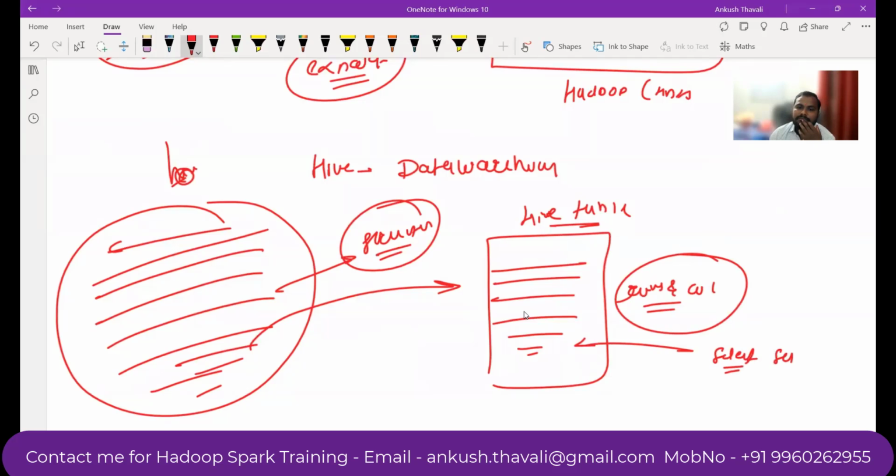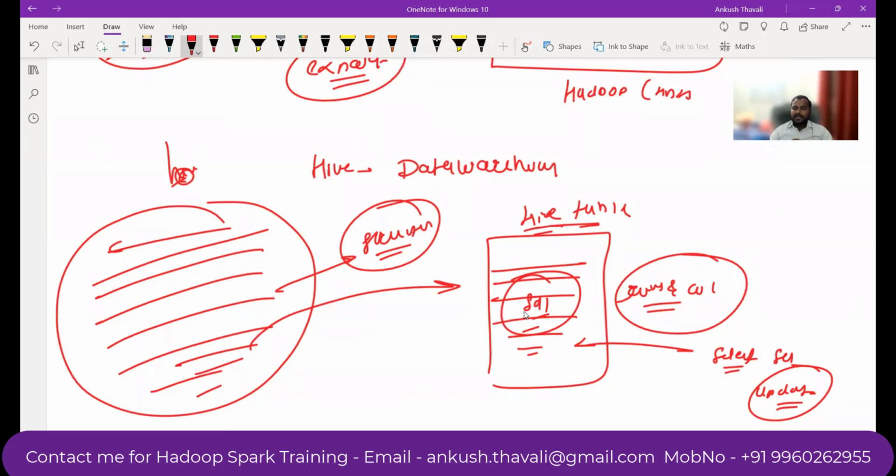Select. I can run my SQL queries. You cannot do update. Update will not be supported by Hive by default. So let's say I have a huge amount of data with me, and if I want to process that data with the help of SQL queries, then I will get some meaningful data. That time you are using Hive. Hive is your data warehouse.